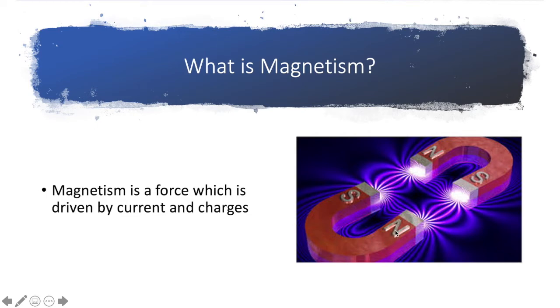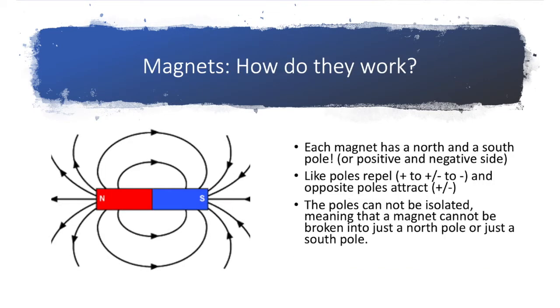And so I just put a picture here, two magnets interacting. Each of them has a north and a south pole. This is also known as their positive and negative sides. And we know that like poles repel, and that opposite poles attract each other, like positive to negative always. And no matter what, the poles cannot be isolated, meaning that a magnet cannot just be broken into a north pole or just a south pole. Whenever you break a magnet, it's always going to come in a pair.